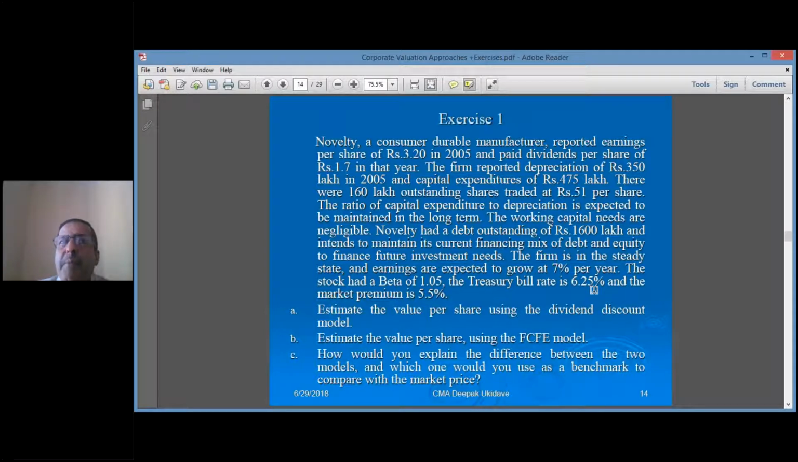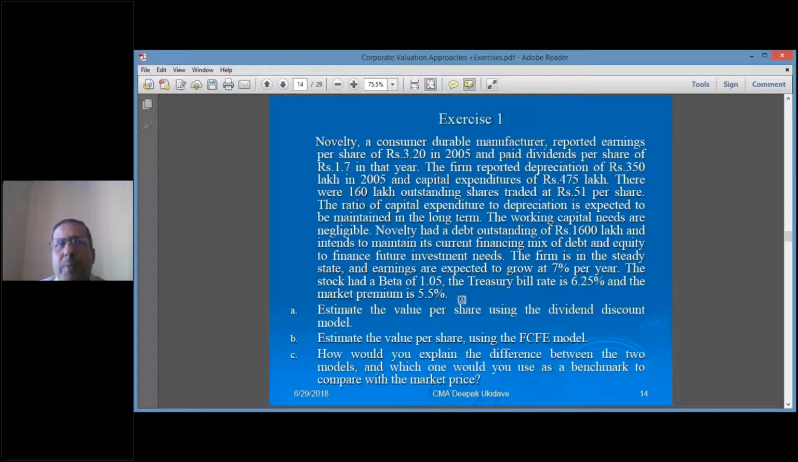So you are required to use CAPM, capital asset pricing model, to find out cost of equity. And the market premium is 5.5%. Market premium is RM minus RF, market rate of return minus risk-free rate of return. It is called risk premium or market premium. So that is given as 5.5.